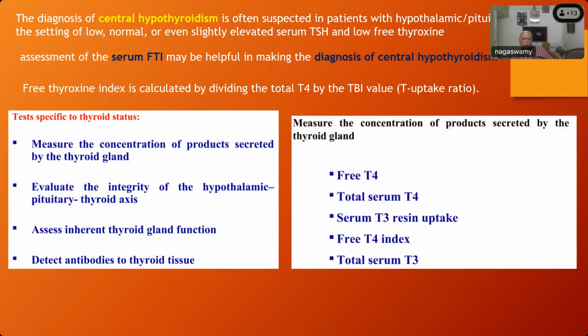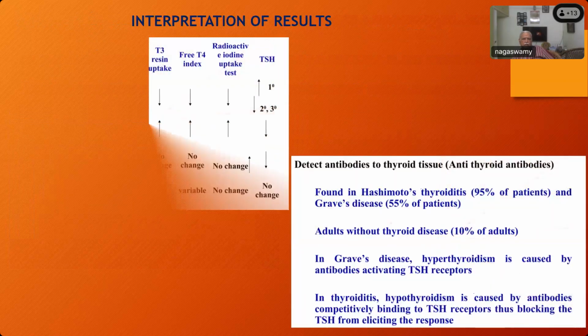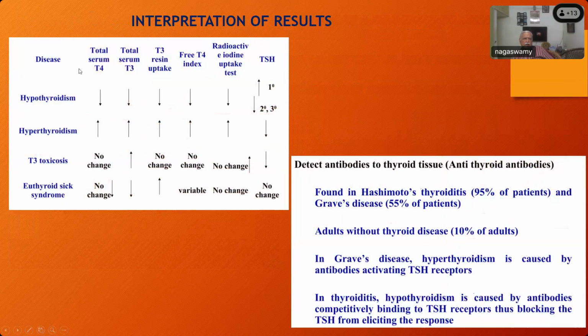So the free thyroxine index value is mainly for finding out central hypothyroidism. And these are the tests specific for thyroid function. The interpretation of the results will help you find out whether it is hypothyroidism: both T3 and T4 will be low, T3 resin uptake will be low, free thyroxine index will be low, and radioactive iodine uptake also will be low, but TSH will be elevated in primary, and if it is secondary or tertiary, it will be low. Whereas in hyperthyroidism, these values are all elevated, but TSH will be low.